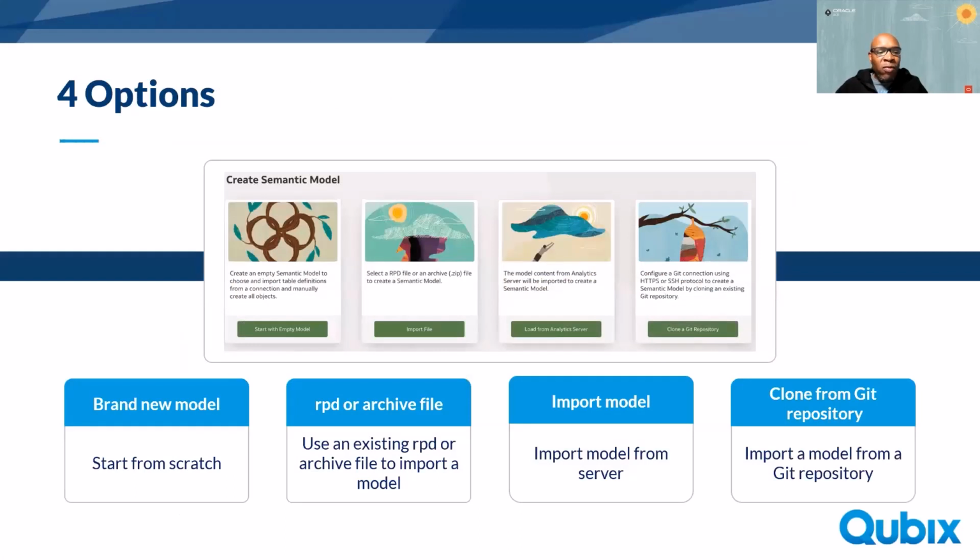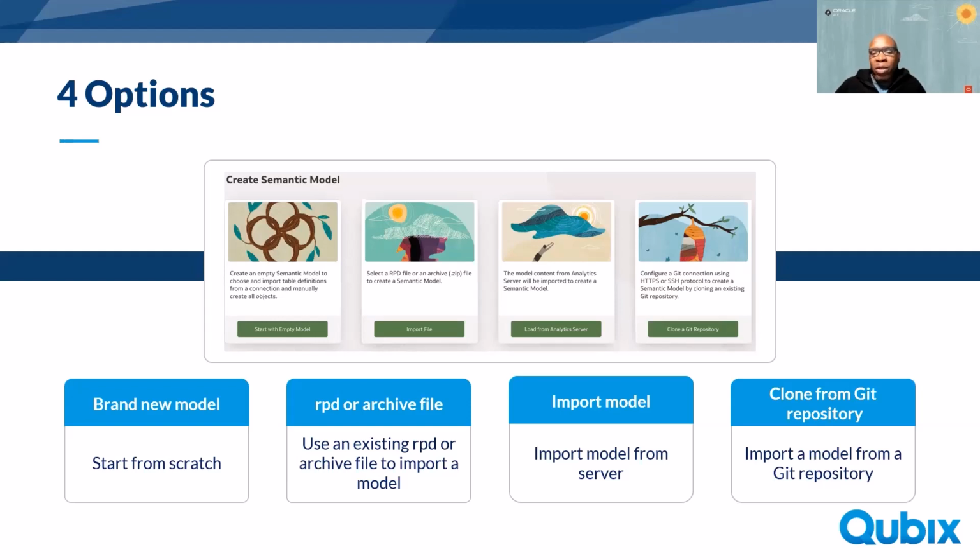So you have 4 options. The first one is if you want to create a brand new model and you're starting from scratch. In this instance, you start with an empty model and you select the first option. If you have a pre-existing repository, an RPD file or an archive file, I'll show you in the next slide how you can get to an archive file. It's essentially just a zip format of your repository. If you have an existing RPD or archive file, then you can use the second option. If you already have a pre-existing repository in your current instance, which is uploaded to your instance, then to access it, you use the load from analytics server option.